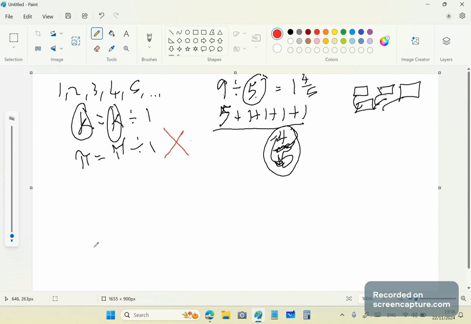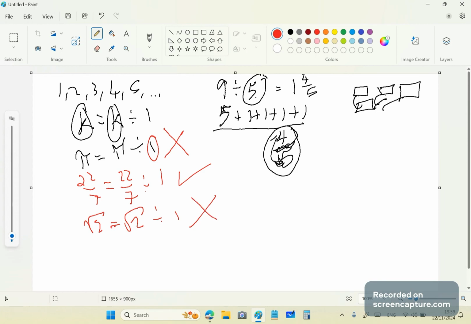So if you say that, for example, pi is equal to pi divided by 1, that's false. That's not possible. You cannot measure pi with 1. But you can measure an approximation of pi with 1. So if you said 22/7 is equal to 22/7 divided by 1, that's true. That can be done, no problem. If you said root 2 equals root 2 divided by 1, that's false. Not possible. You cannot measure root 2 with 1.